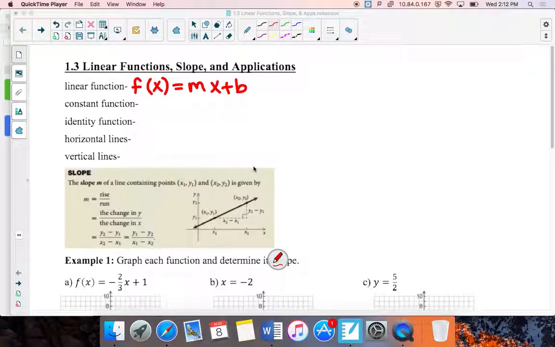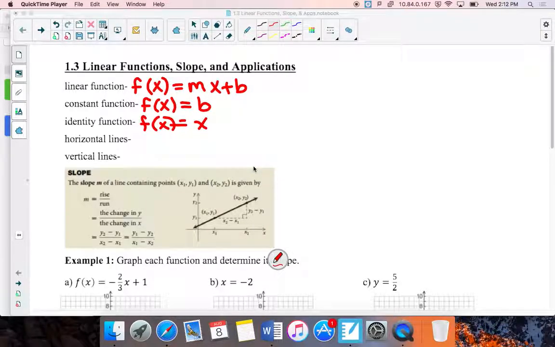A constant function, so something that is not increasing or decreasing, it's staying constant, it doesn't have a slope. So then it's just going to be f of x equals some number that will be your y-intercept. It's just going to travel all the way across. An identity function, just for some vocab, f of x equals x.